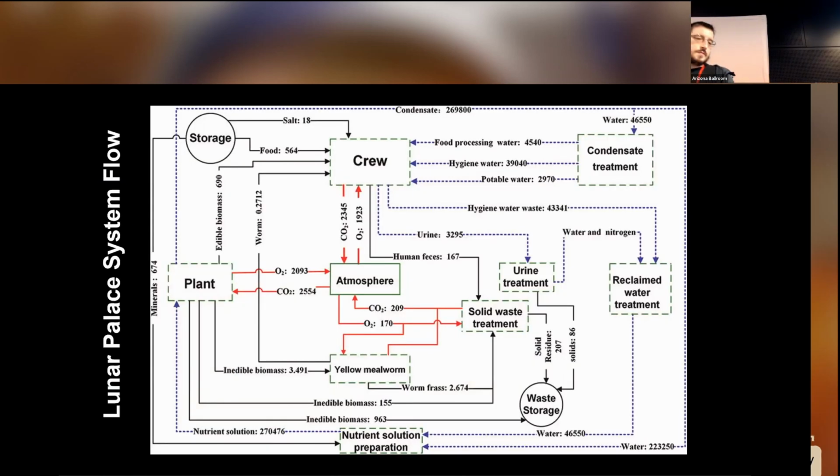This is a slide from the Lunar Palace system flow. This is a closed loop, closed system. You can see how you have plants, humans, atmosphere, water storages, solid waste treatment, reclaimed water. All the squares or circles that you see here are what we call agents. And all the arrows that move around are what we call currencies. These currencies go from one agent to the other. They transform, for example, the oxygen becomes carbon dioxide and then gets broken down into something else.